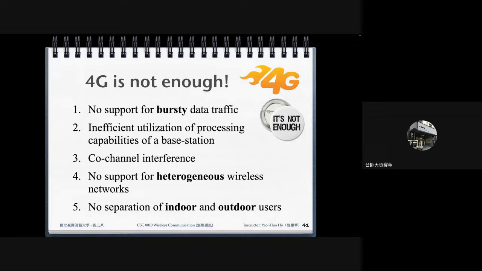Means I suddenly download something, then I did not. Okay, I suddenly open up the web page, then that traffic gets burst. Or I suddenly download a bunch of my email. That's a burst traffic data type. Okay, so the fourth generation does not support the burst of data traffic. Okay, it also inefficient of utilizing the processing capability of the base station. The base station can be processing a bunch of stuff.